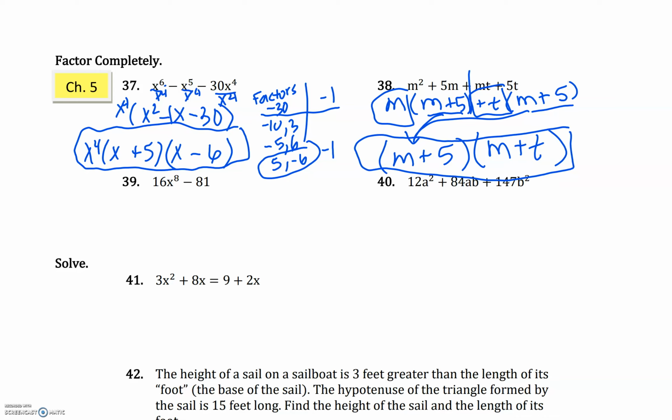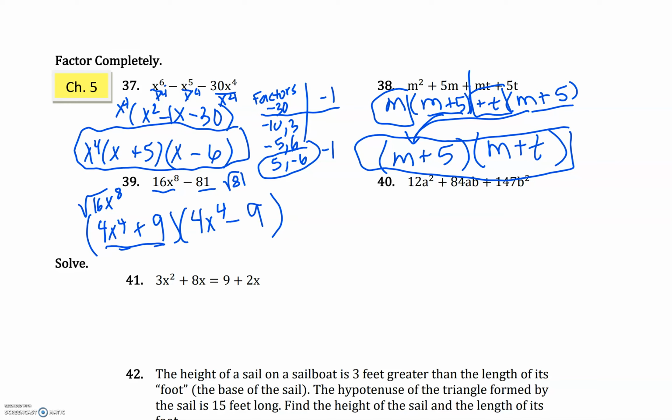Number 39, first I'll check to see if they have any numbers in common, any number factors. 16, factors of that are 1, 2, 4, 8, 16. None of those other than 1 go into 81. So no common factors. I'm going to then move to perfect squares. I have a difference of squares right here. So the square root of 16x to the 8th is 4x to the 4th. That's going to go in my parentheses. And the square root of 81 is 9. And I'll have a plus and a minus.